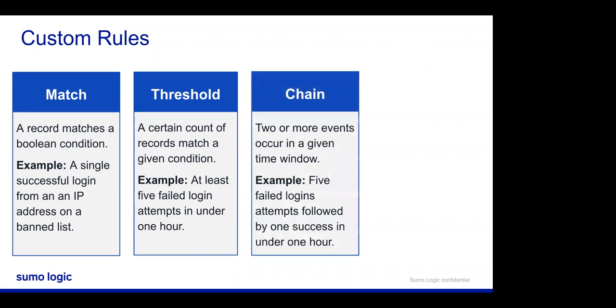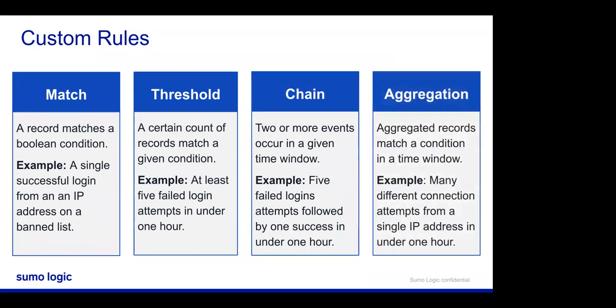Third type of rule we have is a chain rule, where we can combine 2 or more events in a given time frame. So maybe I had 5 failed login attempts followed by a successful attempt within an hour. That's a chain rule. And then, of course, there's also an aggregation rule. So I want to aggregate records to see what's going on. So I may want to see the activity from a single IP address in under an hour, all the different connection attempts, so I can basically see what's going on. So these are rules that you and I can write.